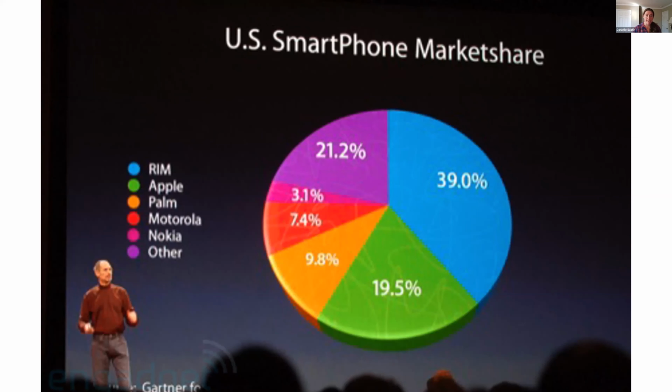So this chart is from a presentation that was done at Apple looking at US smartphone market shares. And I'd like you to take a few minutes, and once you've figured out what's going on here, go ahead and drop it in the chat.